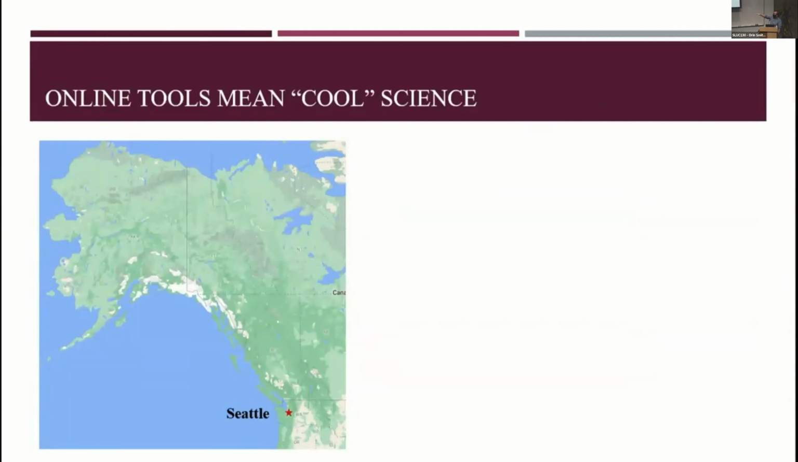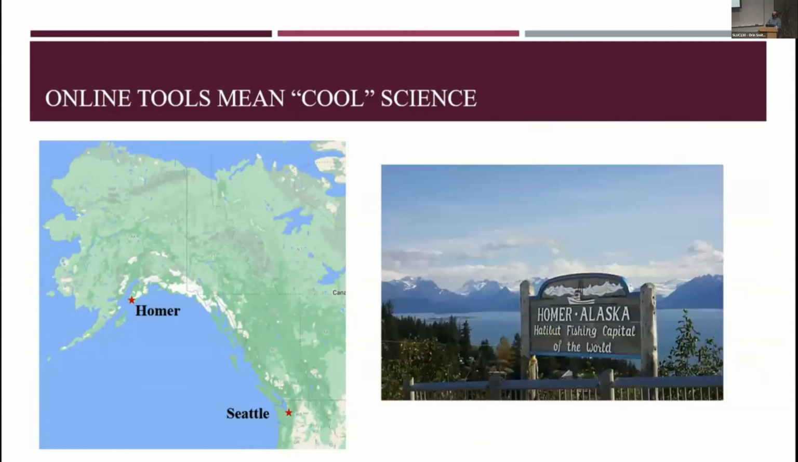I've got a map up there, and right now, Red Star in Seattle. A little bit about myself: I'm actually from a tiny, dinky little fishing town in Alaska called Homer. We're the halibut fishing capital of the world. And I want to preface that I think we were the ones that decided that. There was no committee; that's us saying it.